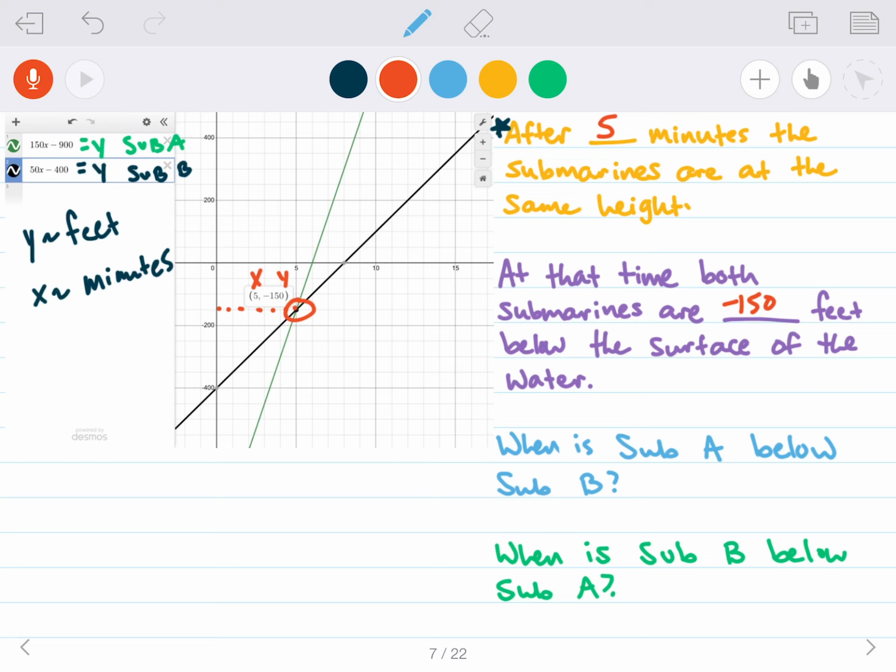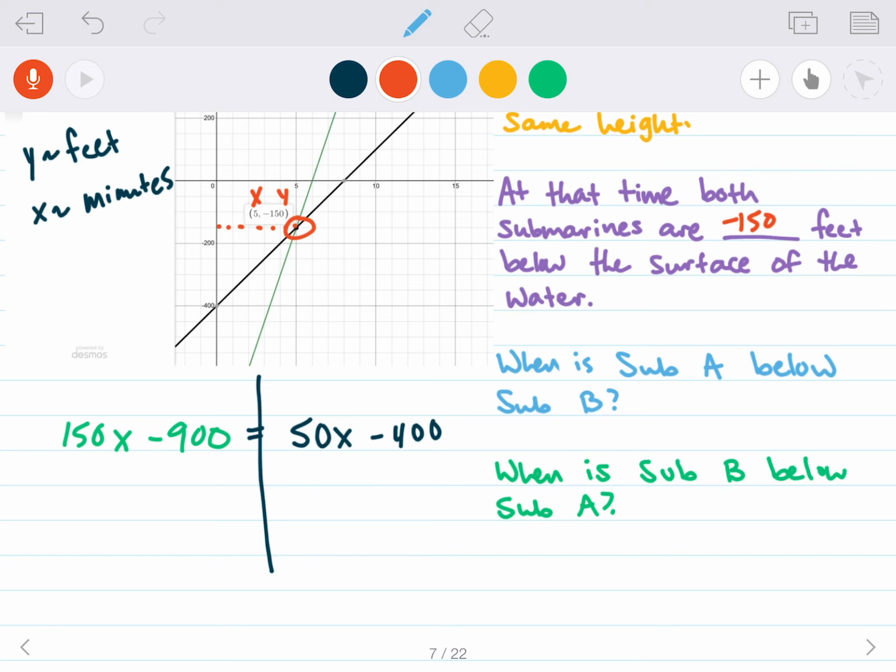I can also look at this algebraically. So remember, y is the height, or in feet, and so what we can do is we can set the height in feet of sub A, which is 150x minus 900, that's y, okay? Y equals that, equals the height of sub B, 50x minus 400, and I can solve for x this way. So I can first subtract 50x from both sides, and I get 100x minus 900 is going to equal minus 400.